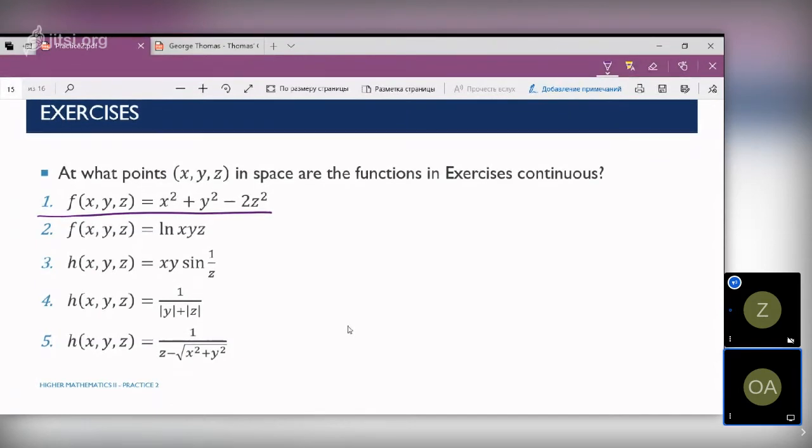Independent function in exercise, continuous? I think continuous because we have x plus 2, x squared plus y squared and minus 2z squared. Yeah, this function is continuous everywhere in the space, because we don't have a fraction here or square root or any other thing. Everywhere in the space.